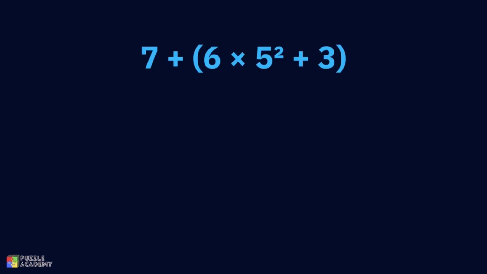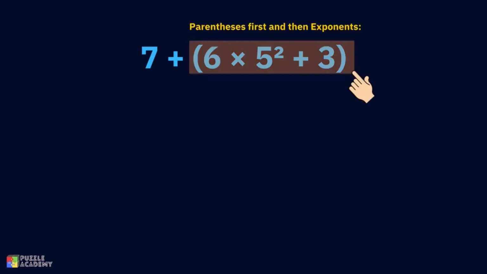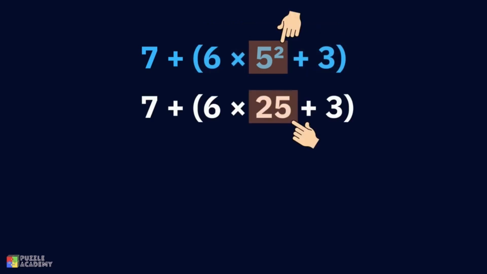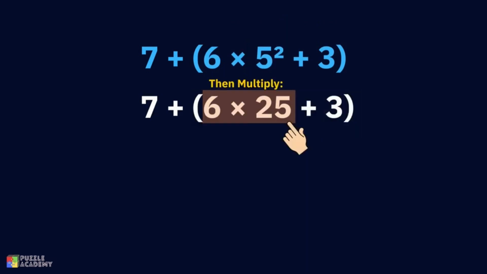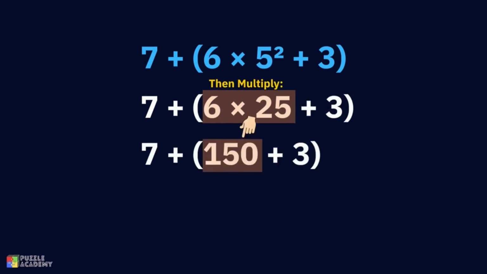And finally, what about the example from the beginning? Start with the given, then parenthesis first, and then exponent. In the parentheses, we can see that we have 6 times 5 squared plus 3. We simplify first the exponent. So 5 squared, that is 25. So we are left with 6 times 25 plus 3. Okay, then we multiply 6 times 25. So we get 150 plus 3.